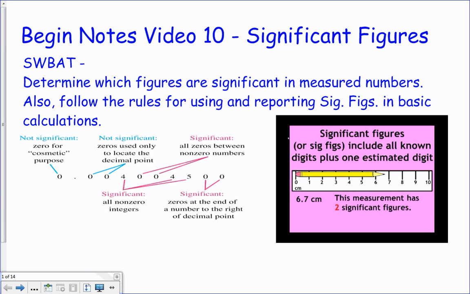Video number 10, Unit 1, Significant Figures. When we are done, we will be able to determine which figures have meaning in measured numbers, and we will be able to use our rules to support and report out those numbers that have sig figs after we've done calculations.